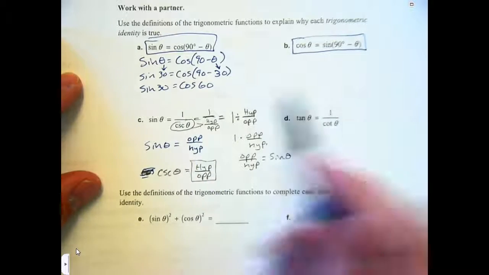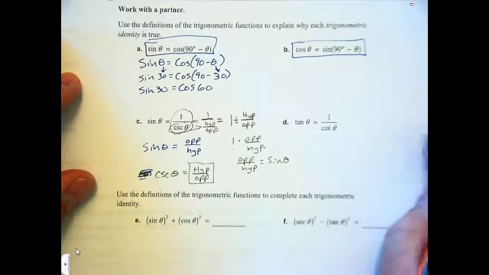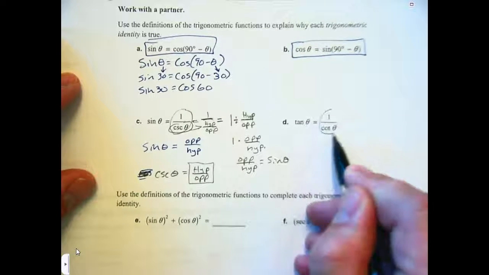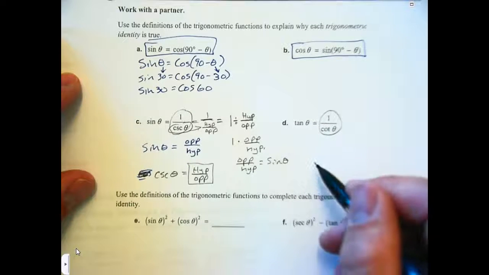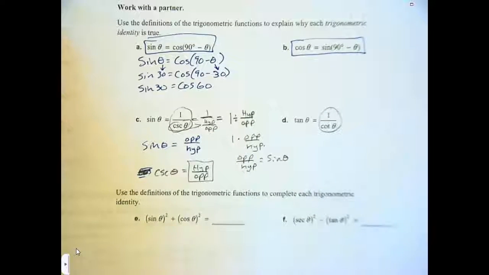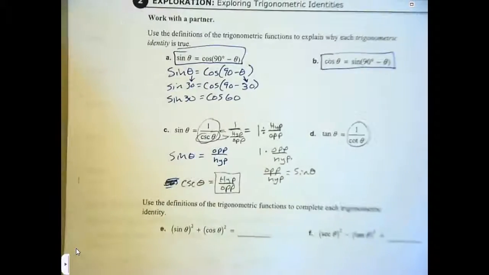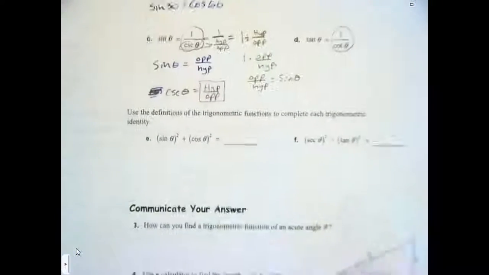Okay? That's what that means. Anytime you see 1 over something, that means the reciprocal of it. So this means the reciprocal of tangent. And we've already talked about how cotangent is the reciprocal of tangent. All right. How many are with me so far? Guys, we're putting in a lot of different properties right now. Okay, let's go into letter E.